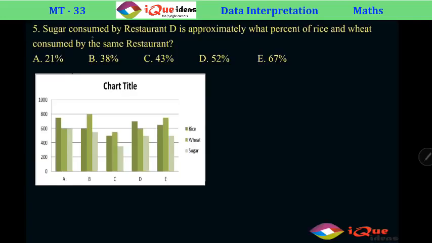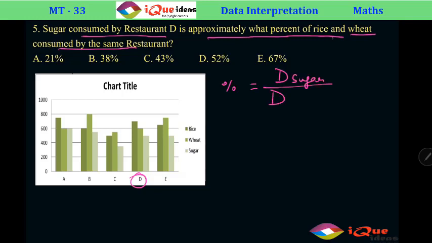The next one, the fifth question, says sugar consumed by restaurant D is approximately what percent of rice and wheat consumed by the same restaurant. All right, so the percentage that we have to find is D sugar divided by D rice plus wheat, into 100. Now what is D sugar? If you see, D sugar is this one, that is 500. All right, divided by D rice. Now how much is D rice? It is 700.